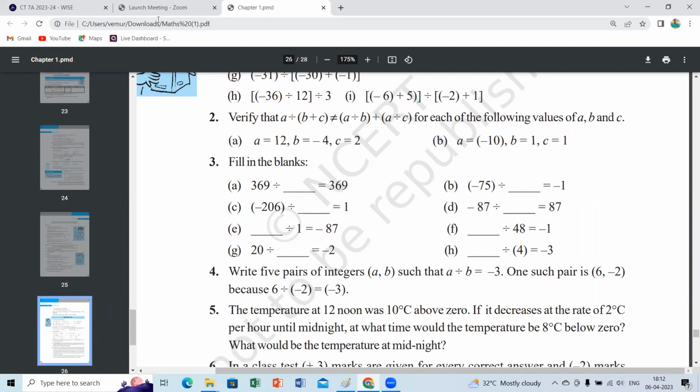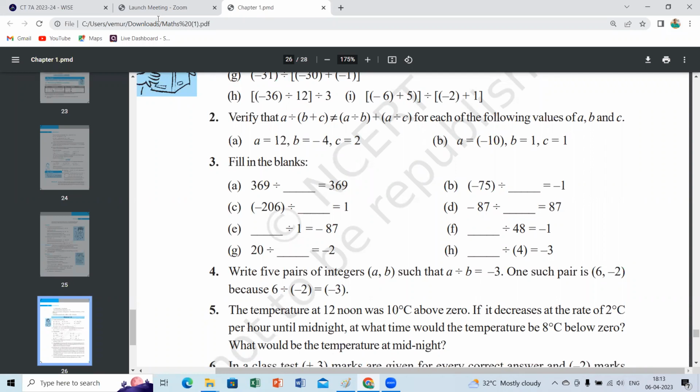Now go to E bit, with whom? I think it is with Varshit. Dash divided by 1 is equal to minus 87. Minus 87 divided by 1 is equal to minus 87. Very good. F bit, Anubhav. Yes, ma'am. Dash divided by 48 equals minus 1. Ma'am, it will be minus 48 divided by 48 equals minus 1.